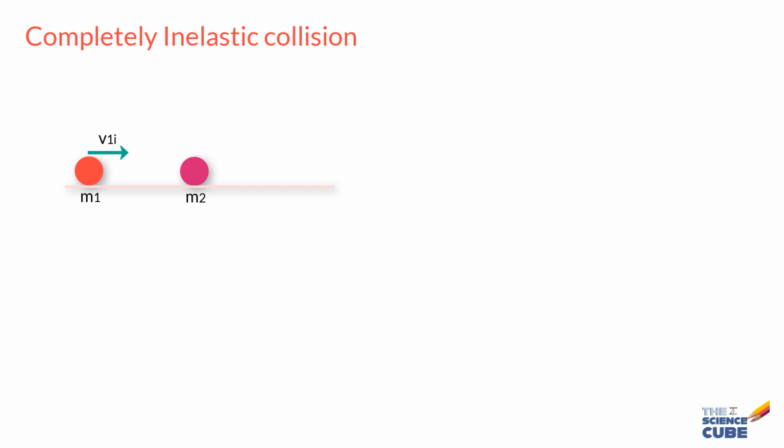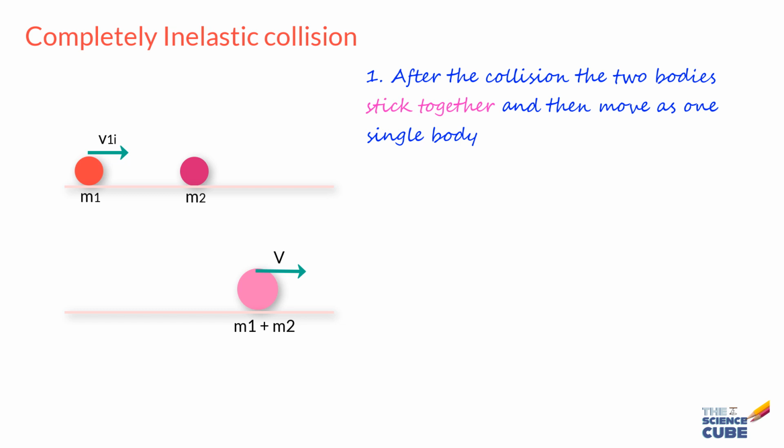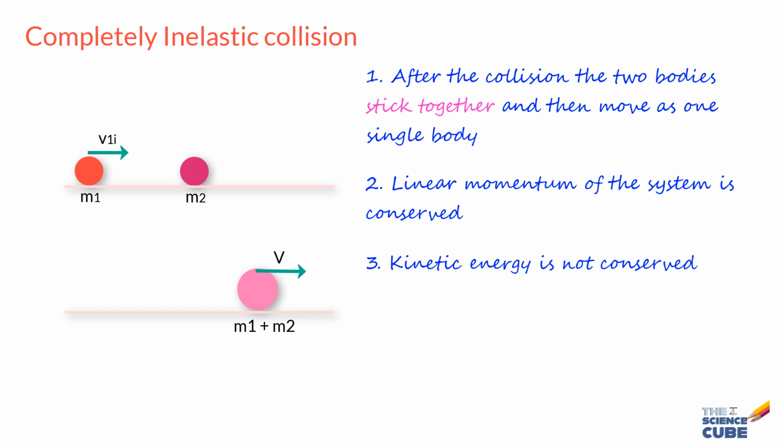Second type of collision is called completely inelastic collision, which you can say is a special category of inelastic collision. So in a completely inelastic collision, three conditions are to be met to call it completely inelastic. The first one is, after the collision, the two bodies stick together and then move as one single body. The second is, the linear momentum of the system is conserved. And the third is, kinetic energy is not conserved. In fact, the loss of kinetic energy is maximum in this type of collision.